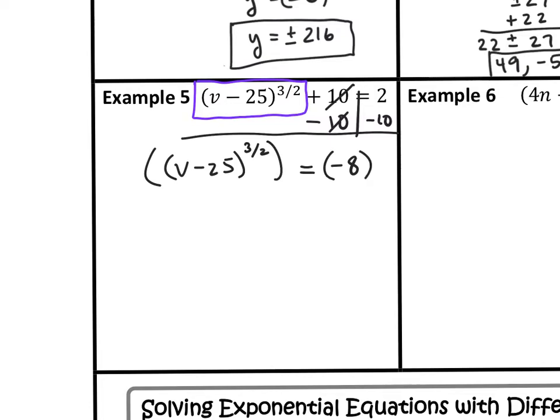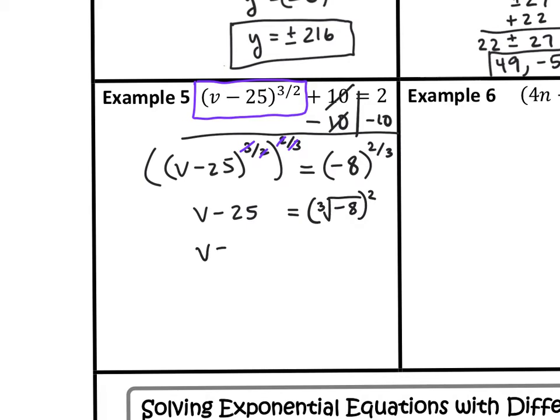Then we have to raise both sides to the power of the reciprocal. What's 3/2 flipped? It's 2/3, right? So we're going to get a cancellation here and here. So we get v minus 25 equals, change exponential to radical form. This one's a little bit different because notice, what's the denominator? It's 3 now, so it's going to be a cube root. Cube root of negative 8 squared.